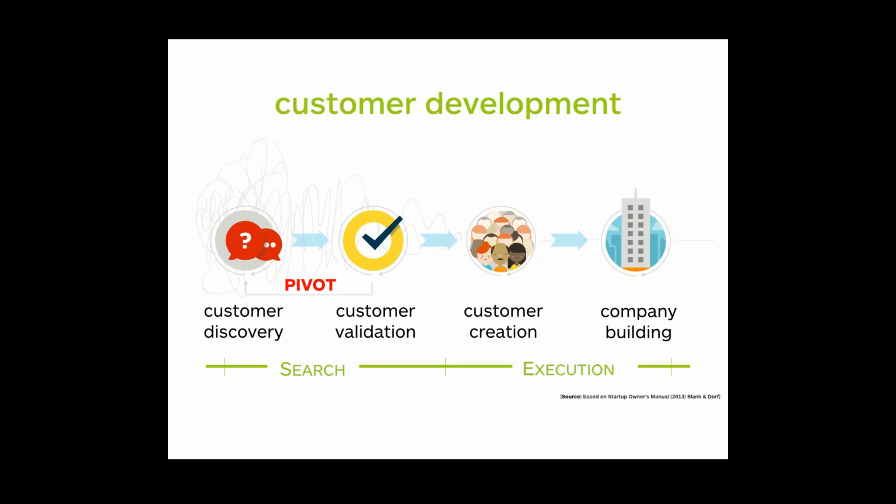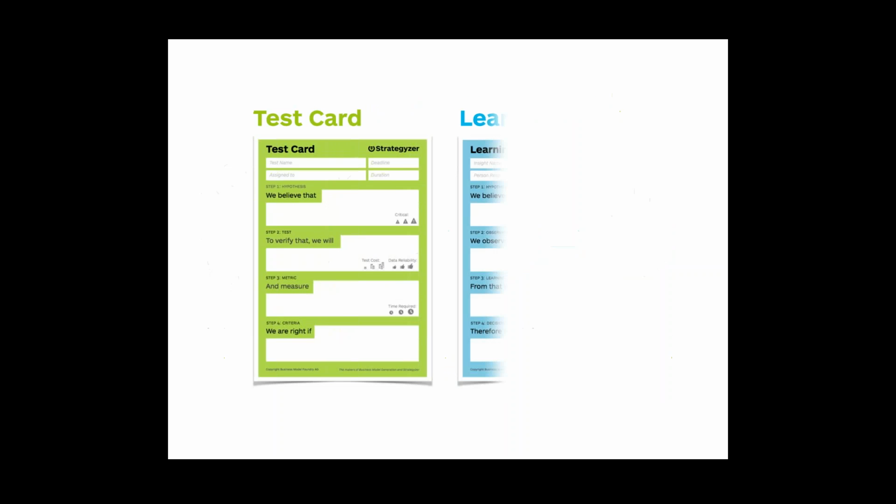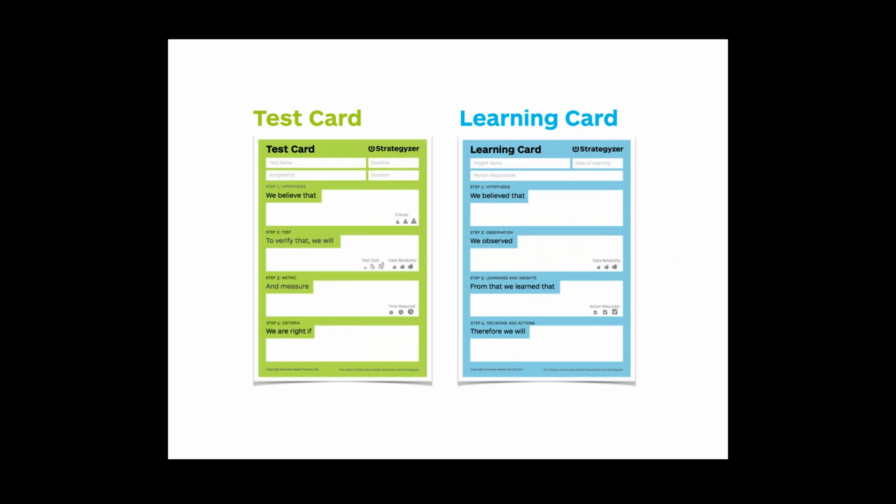And then, once we've validated that we have customers, we move into trying to scale up the creation of customers and into building the actual enterprise, the actual company, okay? Now, to go through that whole search and execution phase, we use 2 tools, as I mentioned earlier, this test card and this learning card.